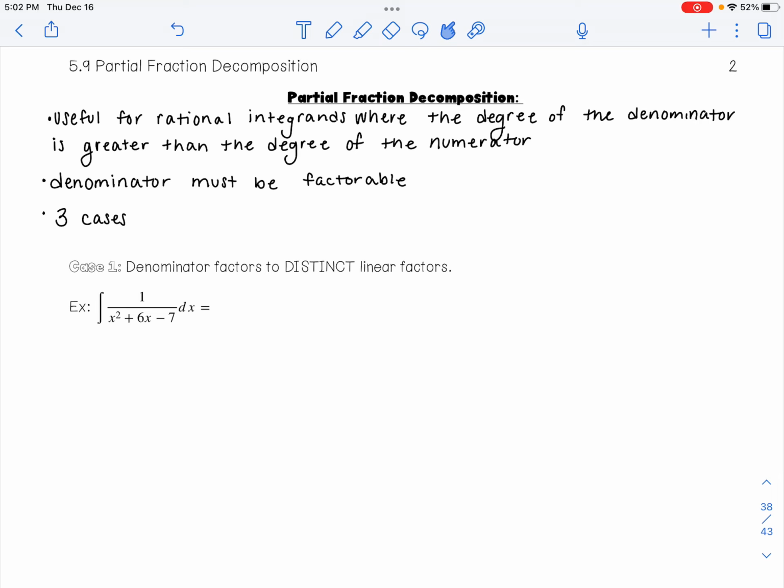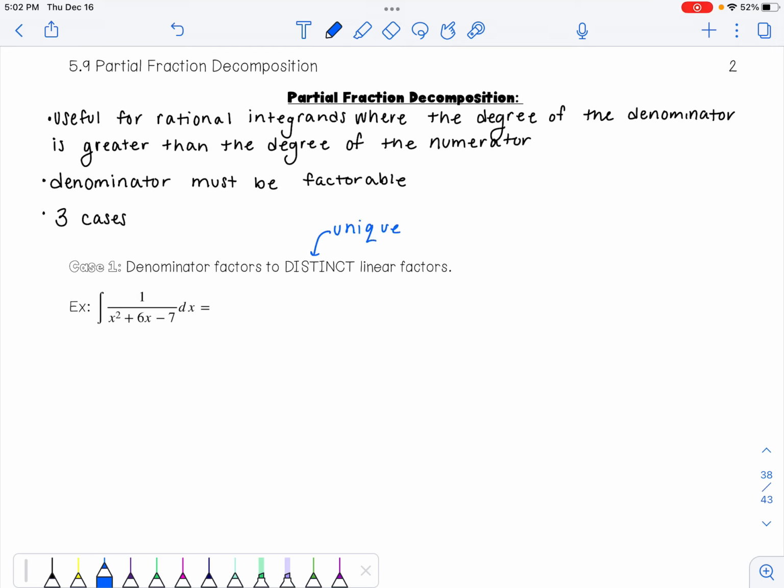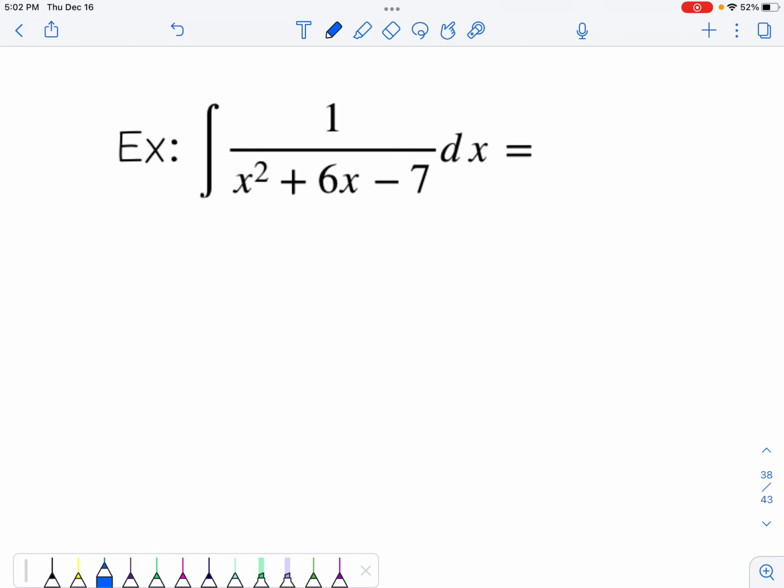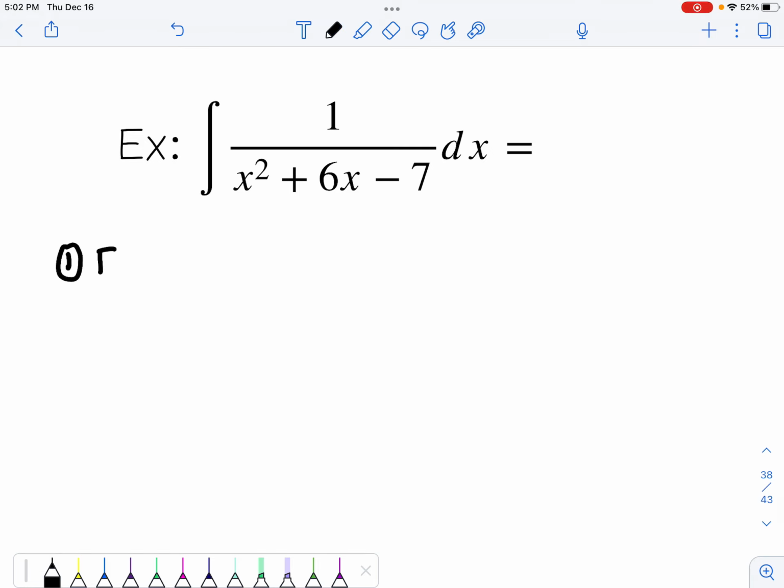So case one is the simplest, and we're going to do that first. Case one is that the denominator factors into distinct linear factors. Distinct just means different or unique, so all of the factors are different. And linear just means that the only power of x in the factors is x to the first. So I'm going to write out my steps while I do this. Your first step is going to be to factor the denominator.